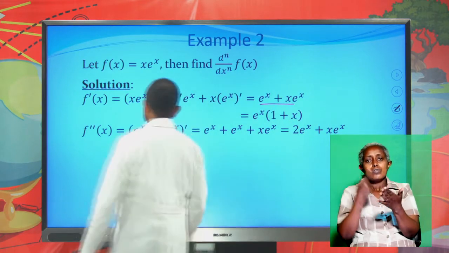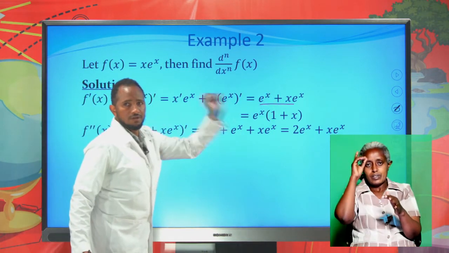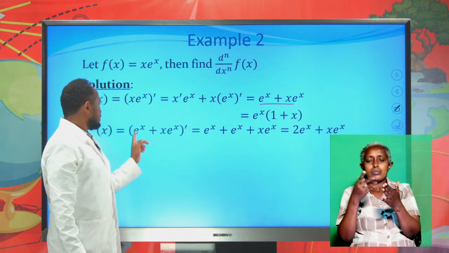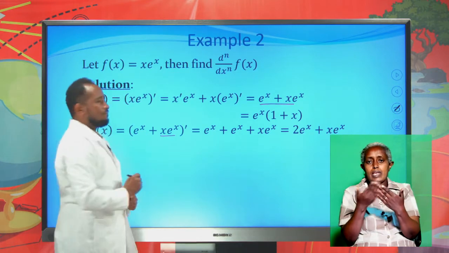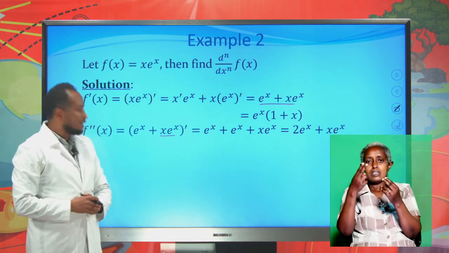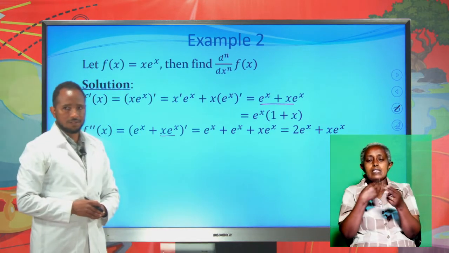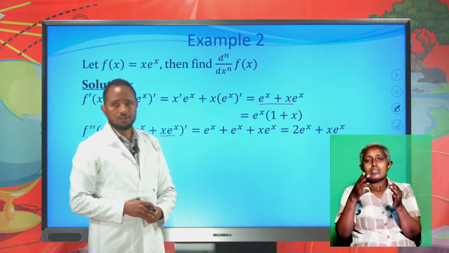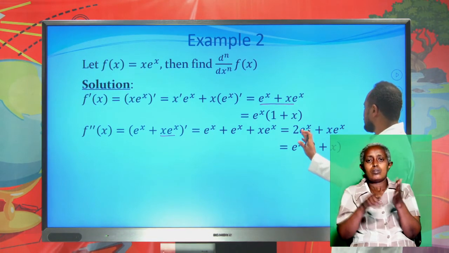Let's try to find the second derivative of this function. The second derivative is the derivative of the first derivative. We have the first derivative here, e raised to x plus x times e raised to x, so you differentiate that. The derivative of e raised to x is e raised to x itself, plus the derivative of x times e raised to x, which we have already found: e raised to x plus x times e raised to x. Simplifying, you'll have e raised to x plus e raised to x, that is twice e raised to x, plus x times e raised to x. Again, factoring e raised to x, you'll have e raised to x times 2 plus x.